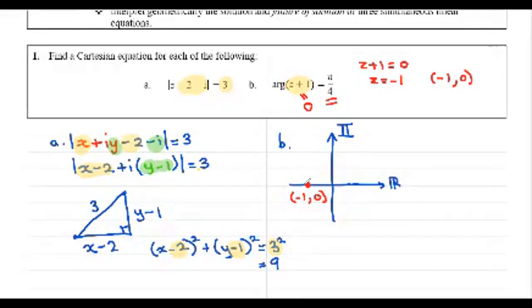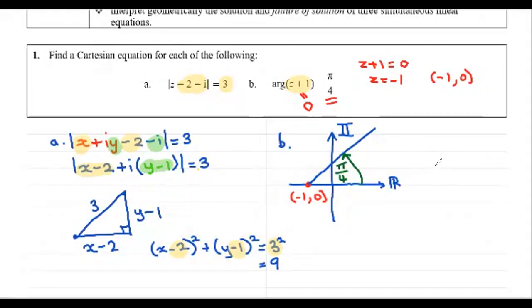Let's just draw this angle in. So it's pi over 4. Now, remember, that is, of course, 45 degrees, but we're using radians, so we'll write that as pi over 4. And we measure from the positive real axis. So there's the argument there. Now then, let's think about what this angle actually means in terms of a Cartesian coordinate system.